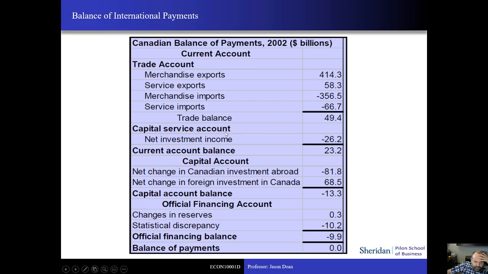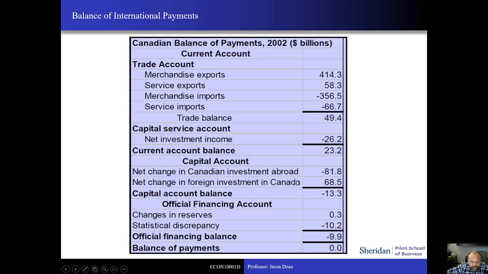We also include in the current account a capital service account. Here we're including things like net investment income. And so in this case, it is negative. So we're looking at people who have investment income abroad or foreigners with investment income here, and then we're netting it out. And so the current account balance would then be 23.2. So we're going to take this and subtract that off and end up with 23.2. Now, the capital account contains things like foreign investment. So this here is the net change in Canadian investment abroad.